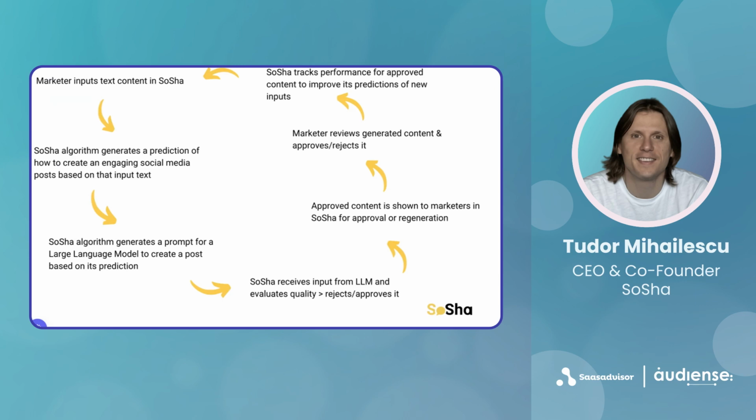So here's what happens in our own journey. A marketer comes to our platform and they input a text content. Then our own algorithm that has seen all of these posts that have been shared and their engagement generates a prediction. It looks at that input text and says, what would a good social post look like for each of these social networks based on this input text?